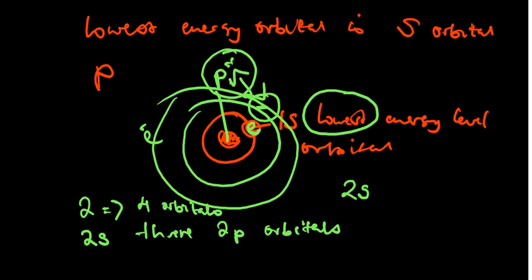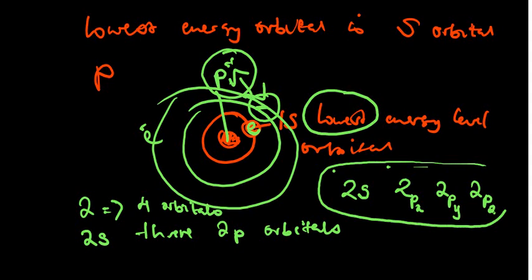The other orbitals we have are 3. Now these 3 orbitals are 2px, 2py, and 2pz. Notice that all these orbitals are found in the second shell, okay. They just have different energy levels. So if an electron is in the 2s, it needs enough energy to jump into the 2px, and then the 2py, and then the 2pz.